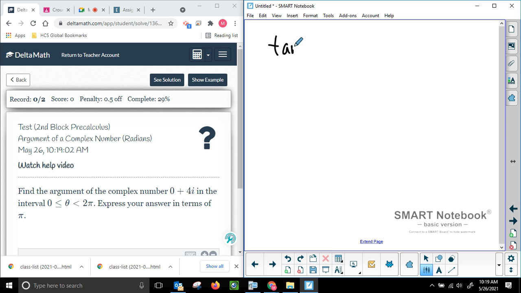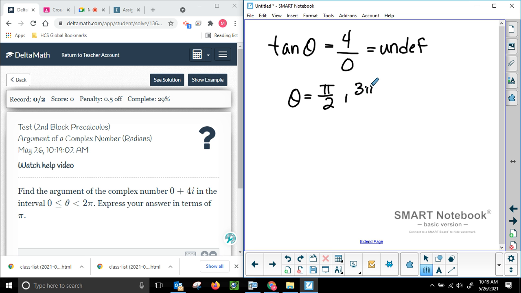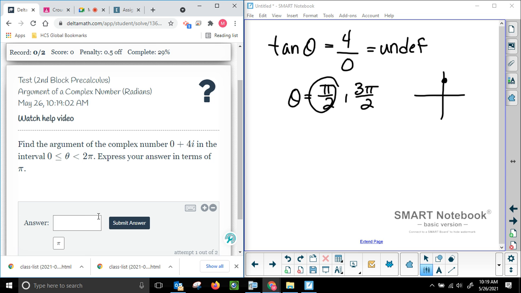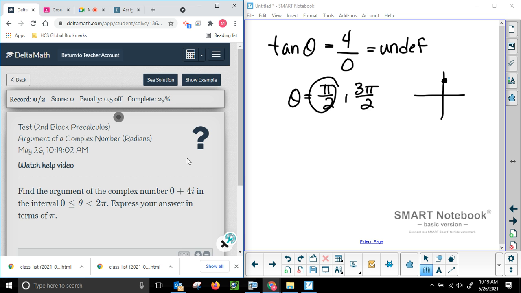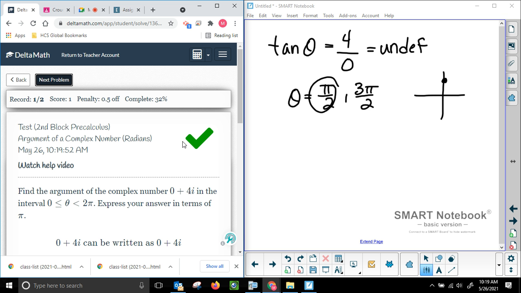So again, we have tangent of theta is equal to b over a, which when 0 is in the denominator, is undefined. So theta is undefined at pi over 2 and 3 pi over 2. Which one of these are we using? Well, if we graph this point, 0, 4, that would be up here, which is pi over 2. So we just say pi over 2, bada bing, and we're good.